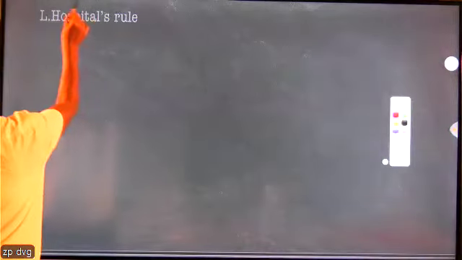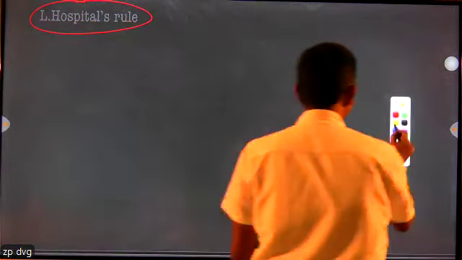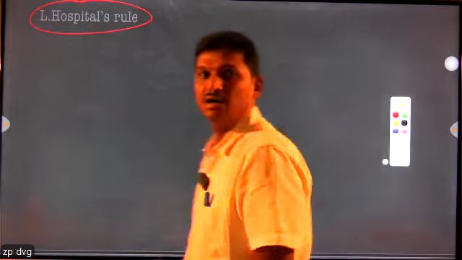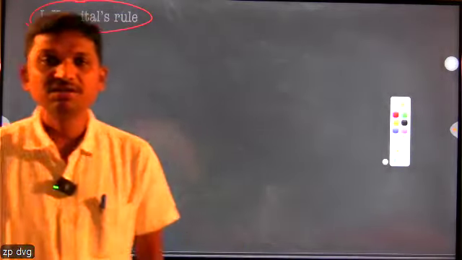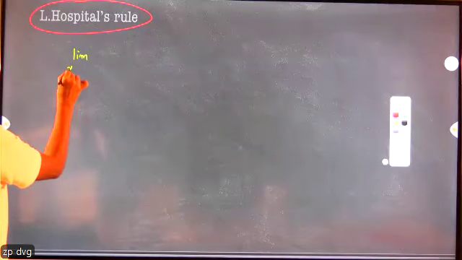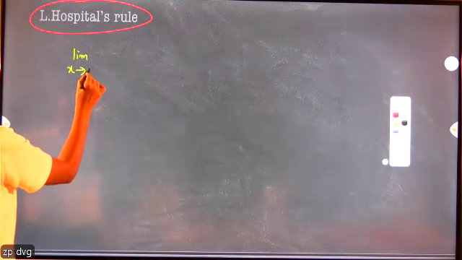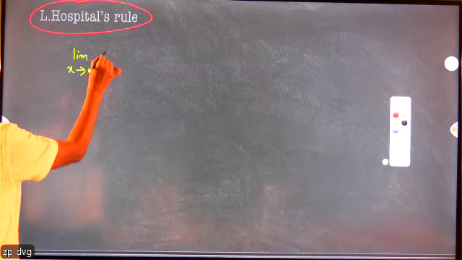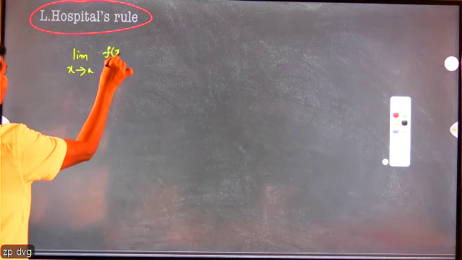I think you already know about this L'Hospital rule, which you learn in first PUC limits topic. In continuity also, we use this very frequently. So that's why I'll explain what is this L'Hospital rule. Suppose there is a function like this, limit x approaches a, f of x divided by g of x.